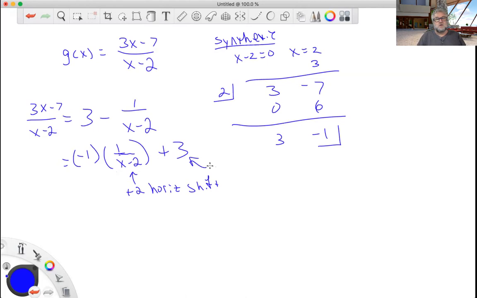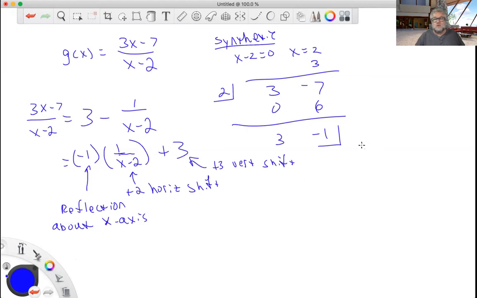Plus 3 is the same direction as the sign for y. Plus 3 is a vertical shift. And what's the minus sign out front mean? This means reflect. Let me write it a little neater. Reflection about the x, is that right? Yep, x axis.